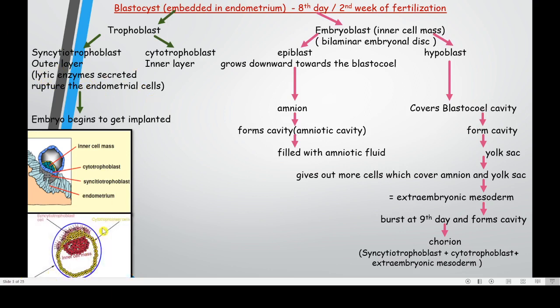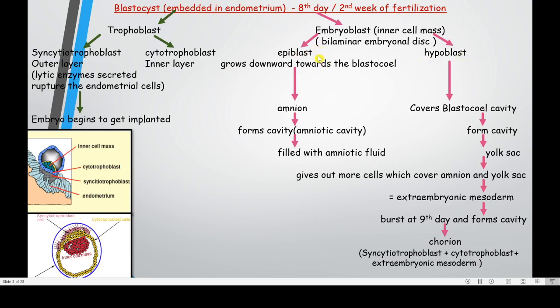In this diagram also you can see these are the cells of syncytiotrophoblast. You can see many nuclei in a single cell, and this is a layer of cytotrophoblast where a single nucleus is there in each cell, right? Now the inner cell mass, or the embryoblast of the blastocyst, will develop into the bilaminar embryonal disc. Bilaminar means two layers will be there, and these two layers are epiblast and hypoblast.